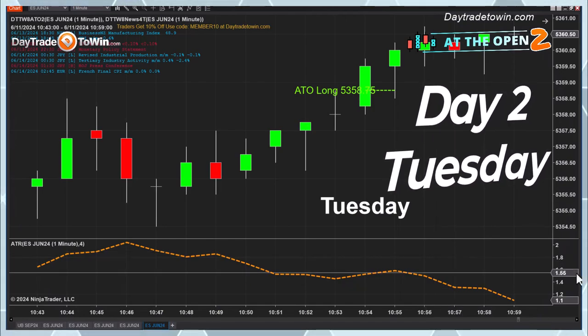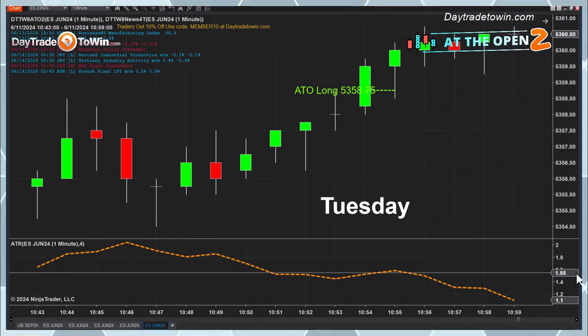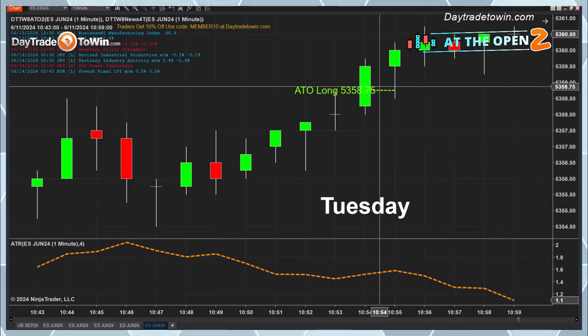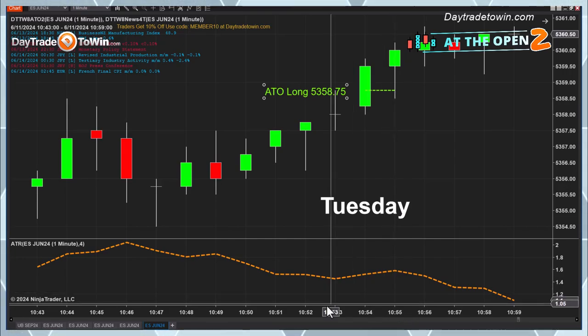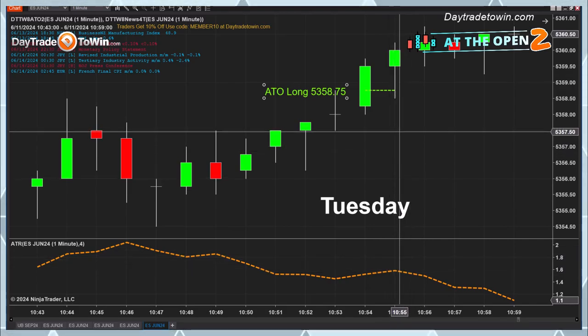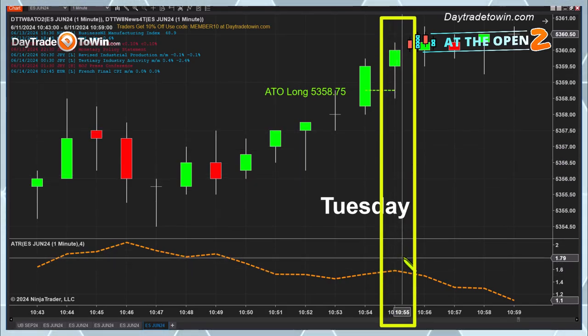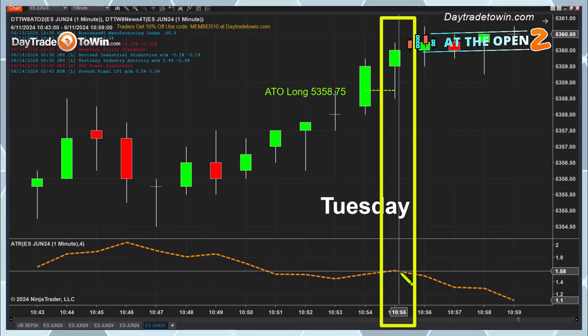All right, here we are on Tuesday, day number 2 of the week, and it's another long trade at 53.58.75. Again, very simple. As soon as the market opens, we take a look at an opportunity to either be long or to be short and to know the exact stop and target. Now, I look at the ATR, the average true range, which tells me that the market's about 1.5 points.